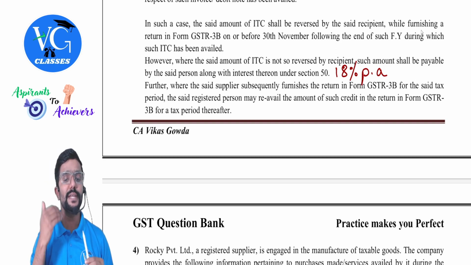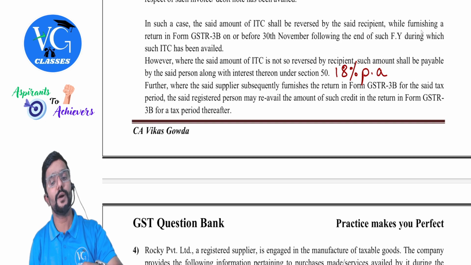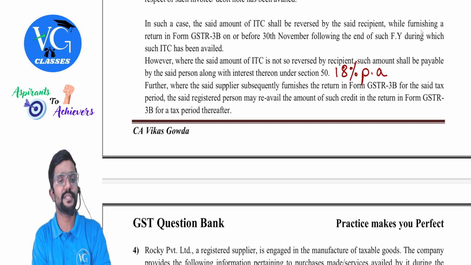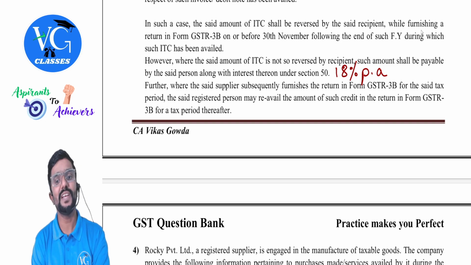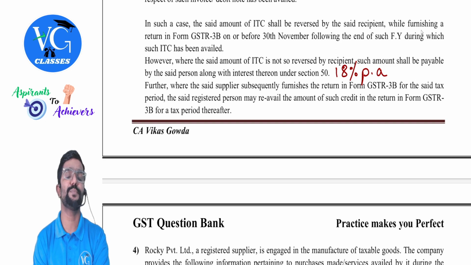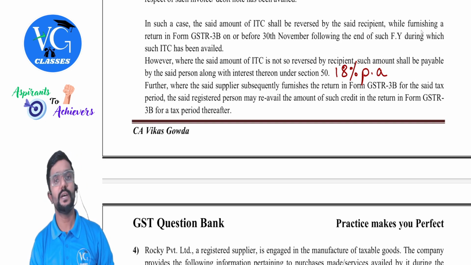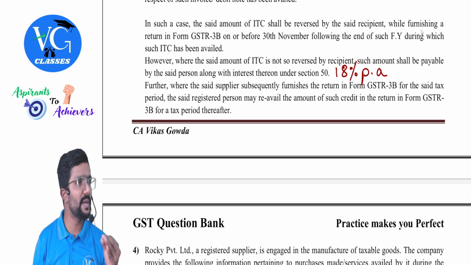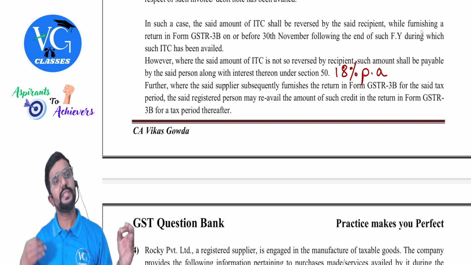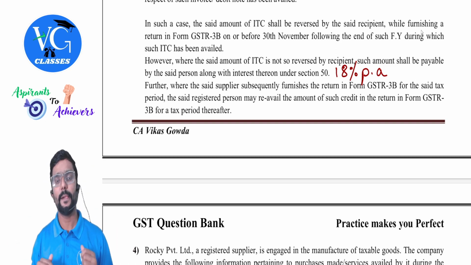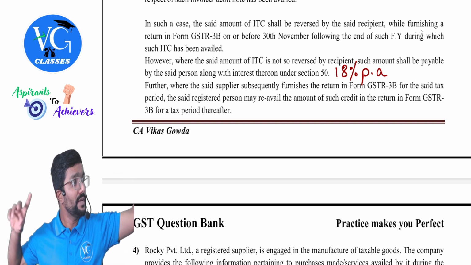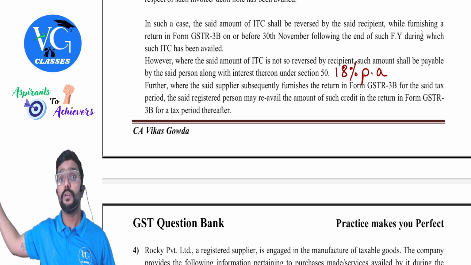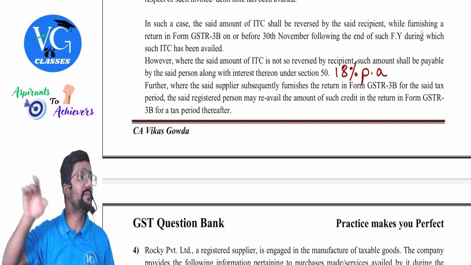Further, where the said supplier subsequently furnishes the return in form GSTR 3B for the said period, the said registered person, that is the recipient, may re-avail the amount of such credit in return in form GSTR 3B for the tax period thereafter. So, sir, supplier didn't file GSTR 3B within 30th September. So, within 30th November, recipient reversed it. Okay. But what for the month for which the supplier has defaulted? No. What if he filed the returns in the future? Recipient can re-avail the credit.